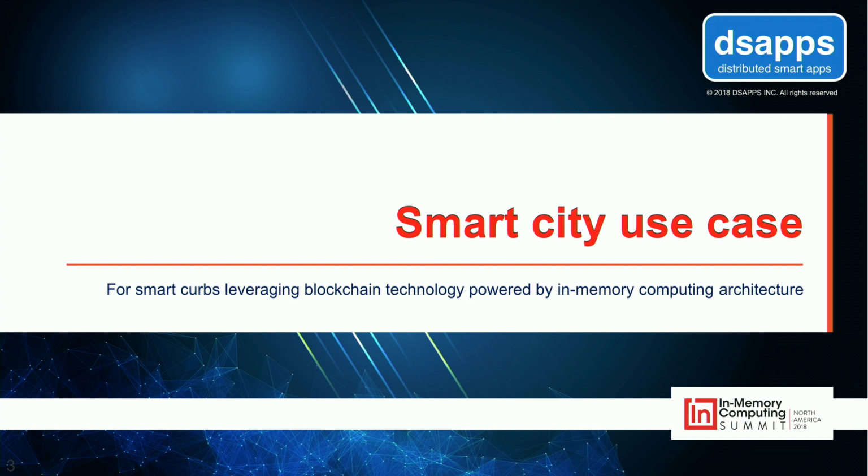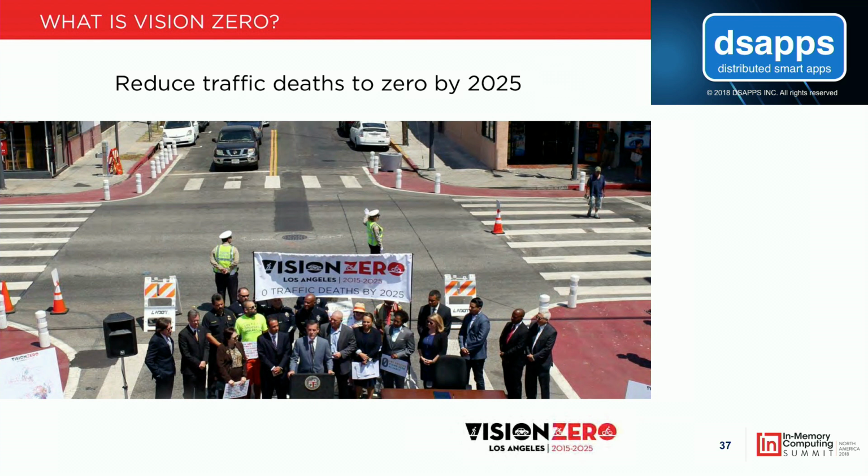So let's very quickly go through a smart city use case here. This is called Vision Zero. I'm going to go a little high level now, and this is specific to LA. They've got a very large initiative, one of the largest, most complex problems they've got. One goal is to reduce deaths by 2025. That's why it's called Vision Zero, right?